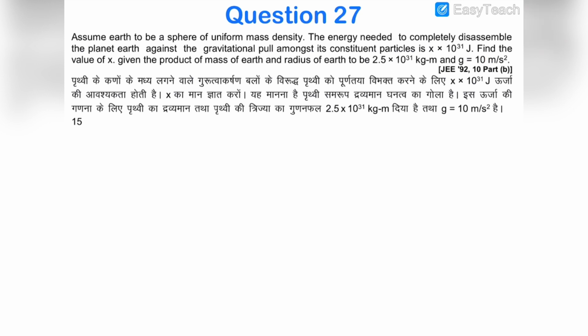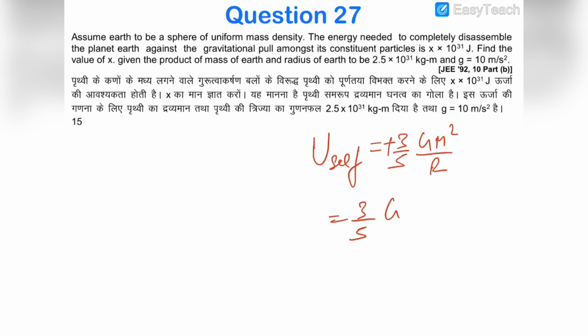So we know that this is self energy. The energy needed to disassemble the Earth is its self energy, and the self energy of a solid sphere is 3 by 5 GM square by R. Okay, this is with a negative sign, so this is the self energy. So U self would be, now we have to give this energy, so the energy given would be positive, so let us use the plus sign. So this would be 3 by 5 GM square by R.